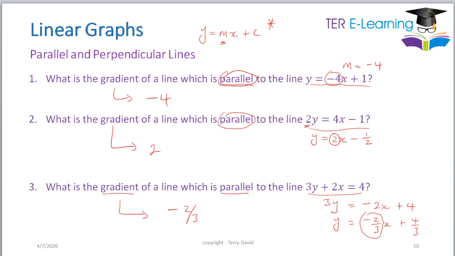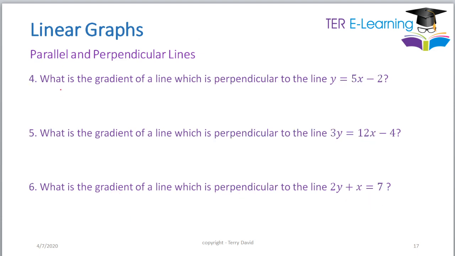All right. So continue with number 4. We have what is the gradient of a line which is perpendicular to the line y equal 5x minus 2. So keep in mind that the general form of any equation of a straight line will be y equal mx plus c, right? Now, I told you all that for perpendicular lines, when we multiply their gradients, we will get minus 1. So they are telling us that one line has an equation of y equal 5x minus 2, right? So therefore, m is equal to 5.